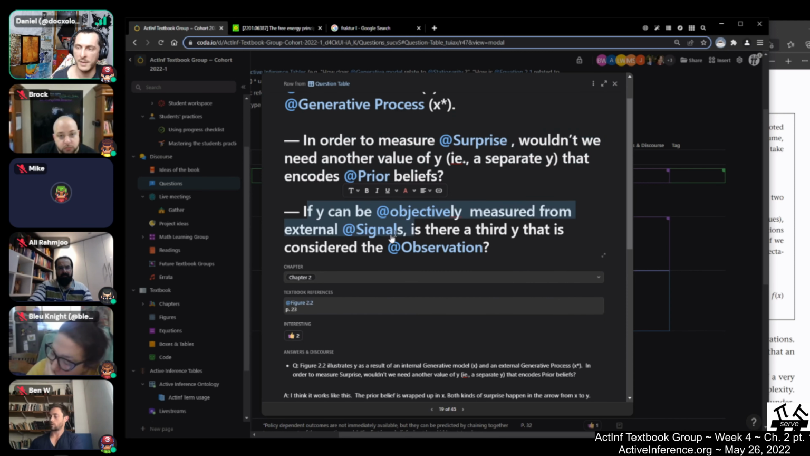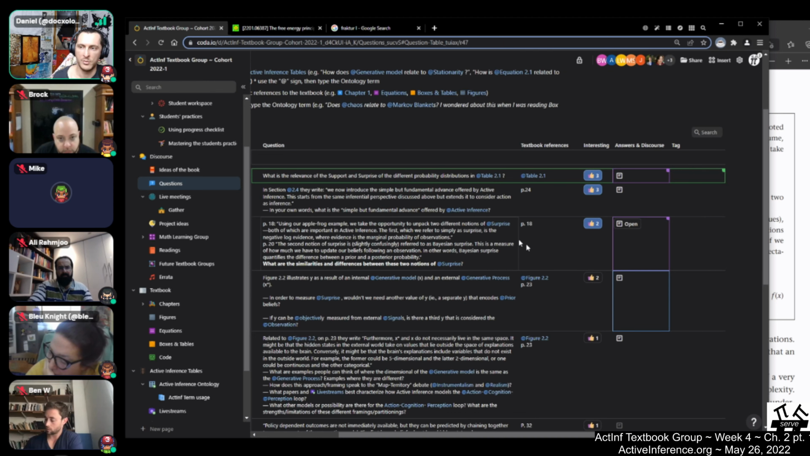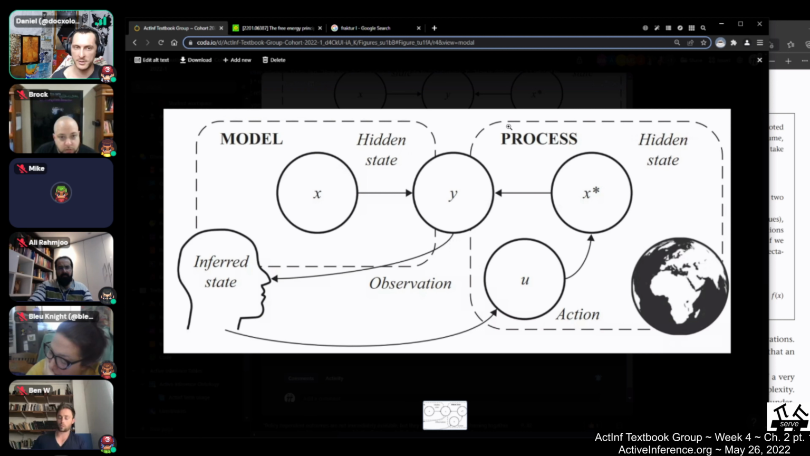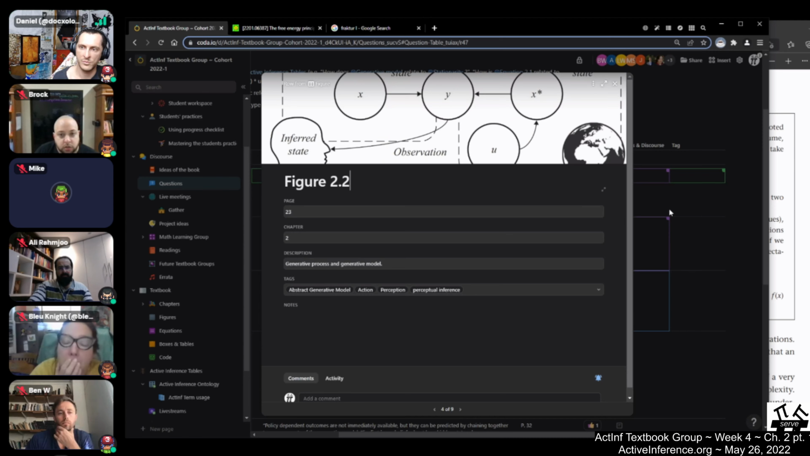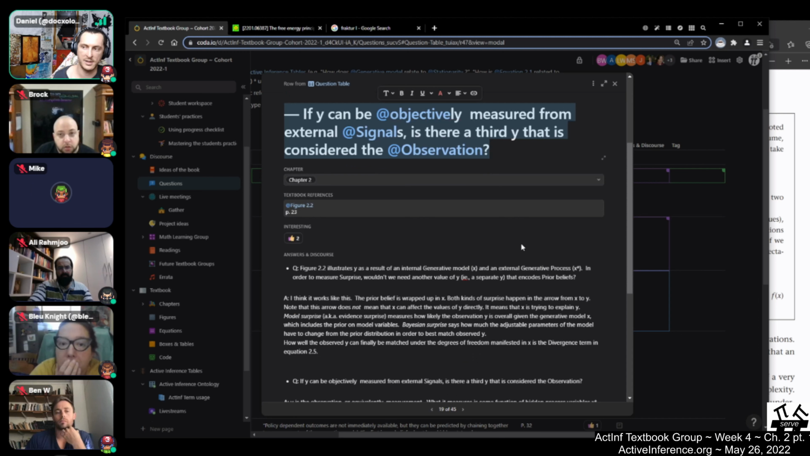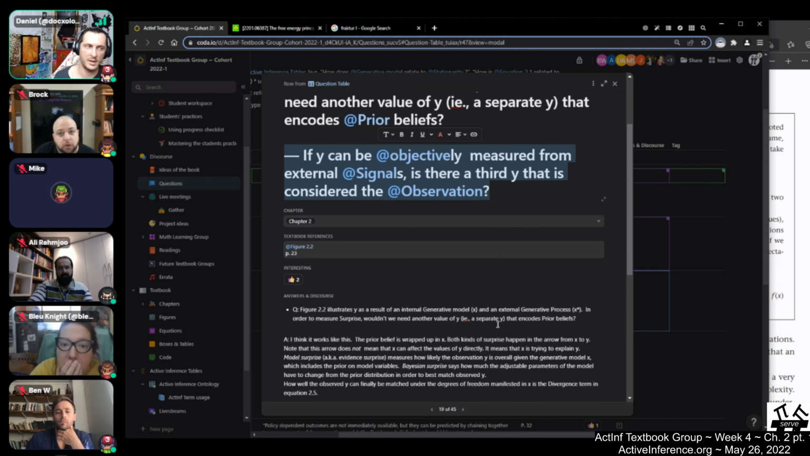If y can be objectively measured from external signals, is there a third y that is considered the observation? So one could imagine a lot of real world scenarios where a more complex model would be required. You know, two people looking at the thermometer, or all these different sorts of situations. But unless somebody can unpack this a little more or explain what they were asking about, then I don't think a third y is required. Mike?